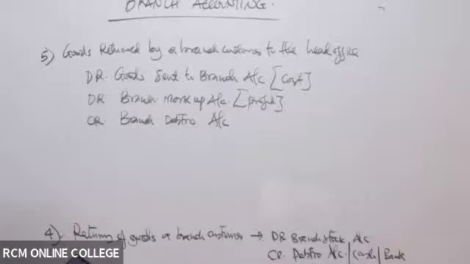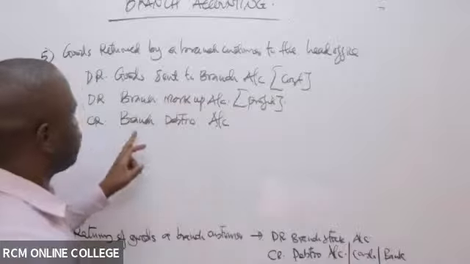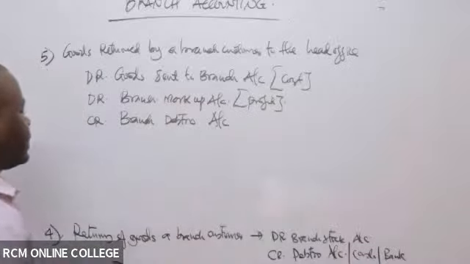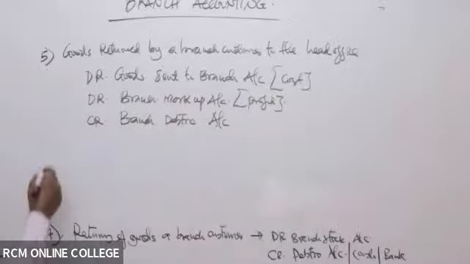If you look at number 2, your entries that we've said in number 2, you debit the branch markup account. But in this case, it will be reducing the debtors. It won't actually be reducing the inventory of the branch at the branch level. But of course, it will be reducing the debtors. The overall debtors of the branch will actually be reduced. So in this case, you credit the branch debtors account.